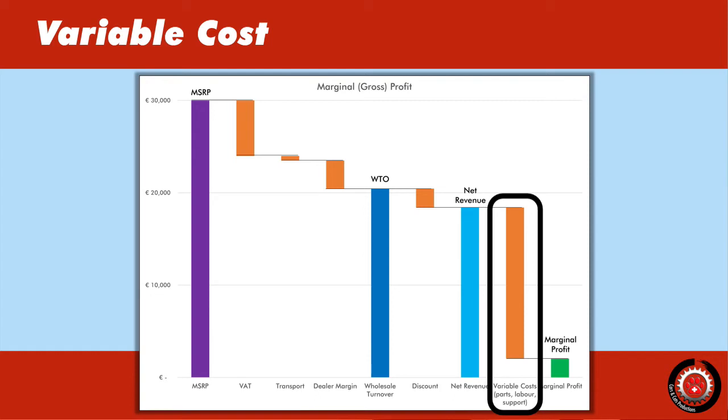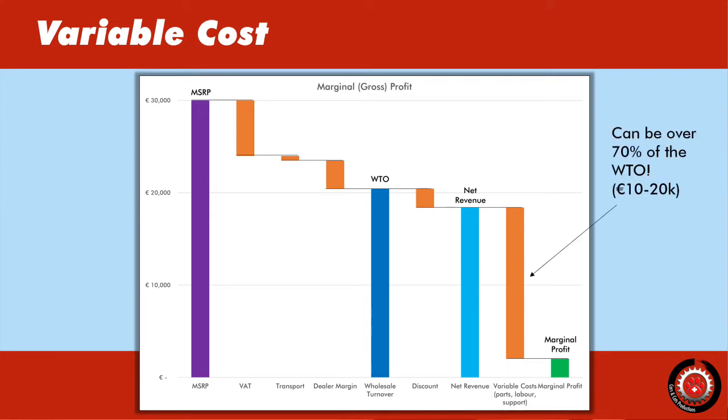So you can see here in this situation, it's about 70 to 80% of the wholesale turnover of the car that is that variable cost. So that's somewhere between $10,000 and $20,000 or euros. It's a huge amount. And if you think that minimum amount can't really be massively reduced, that's why small cars like city cars really struggle to make money at all, because that variable cost doesn't change a huge amount depending on the size of the car.